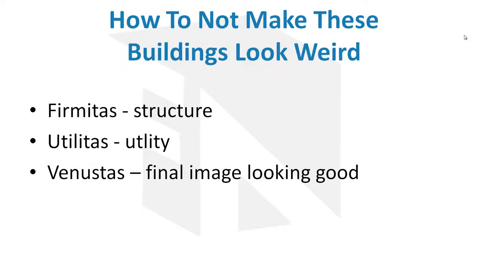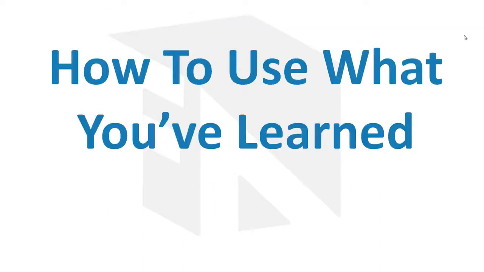How not to make the buildings look weird, recap: firmitas as structure, show structure; utilitas as utility. Think of utility while you're sketching it, so it's not like an amorphous blob, right? It needs to have something special to it, right? A bit of common sense. And venustas, the image looking good.